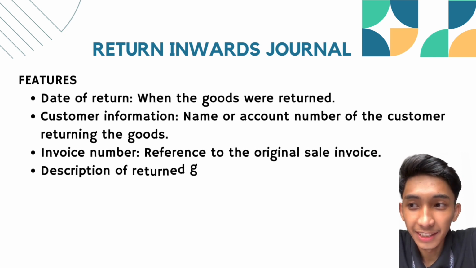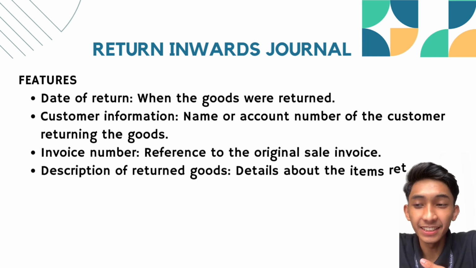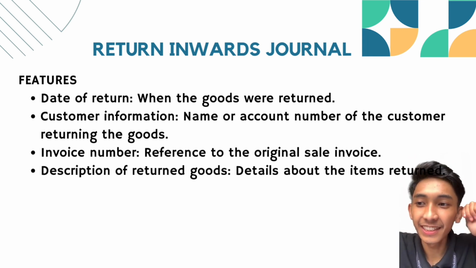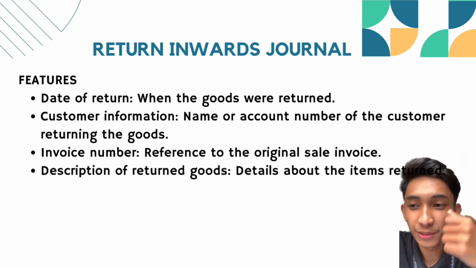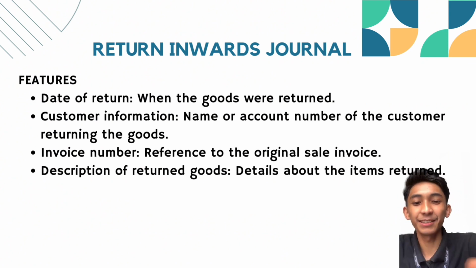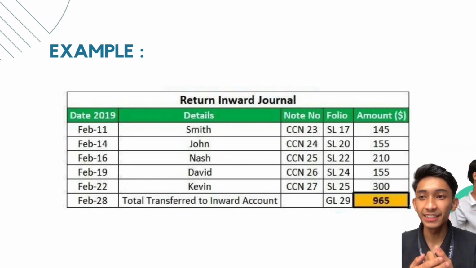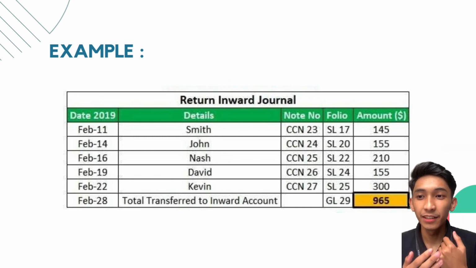Number 3 is invoice number. This is a reference to the original sale invoice. Lastly, description of returned goods, detail about the item returned. This is an example for the returns inward journal. It has date, details, note number, folio, and amount.